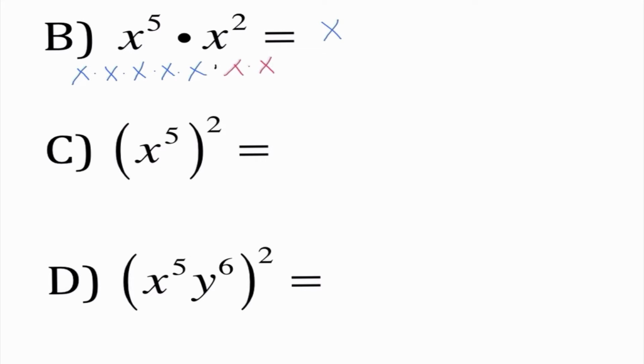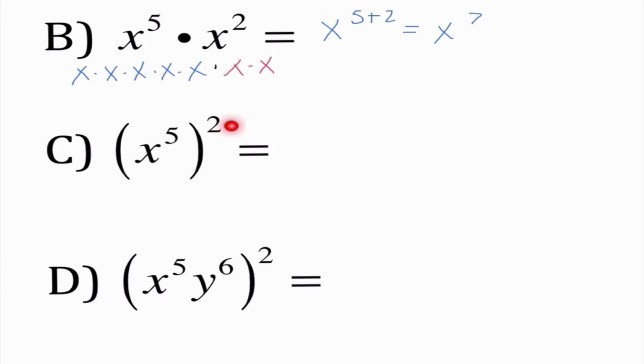So what we really did here, obviously it would take a long time if I wrote out every single x. But what we did is we added our exponents together. So this becomes x to the 7th power. So in our product of powers property, when I'm multiplying together two things that have the same base, I add their exponents together. Our second major rule that we talk about is our power of a power property.